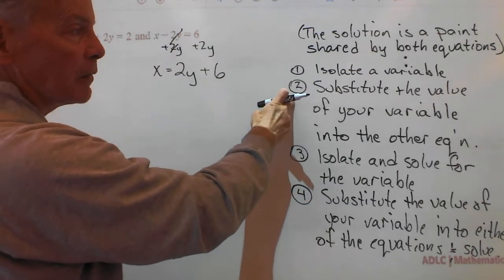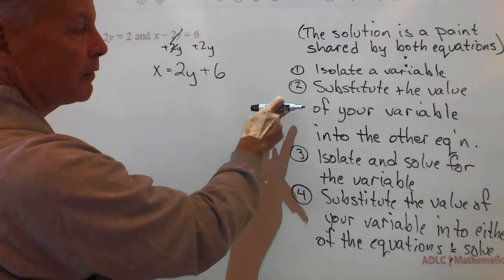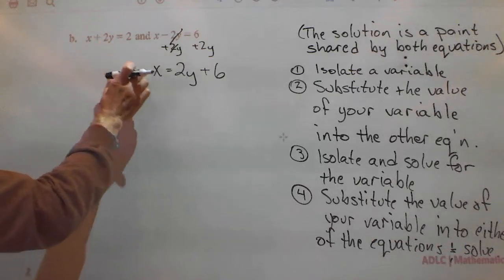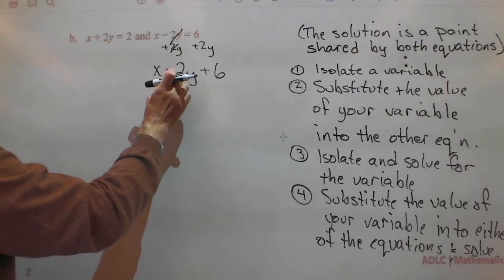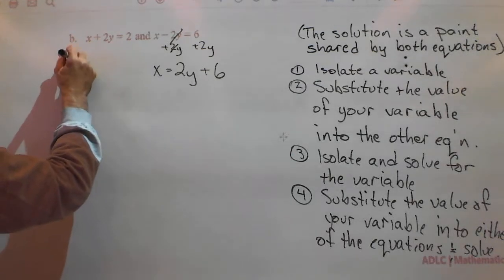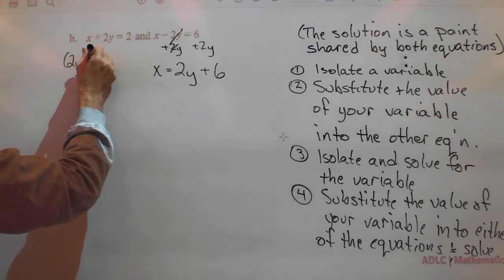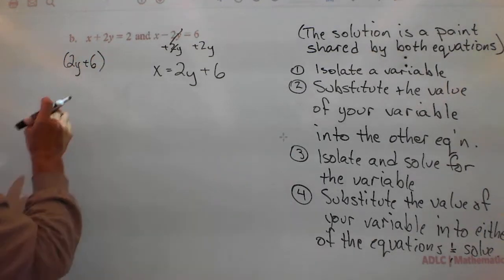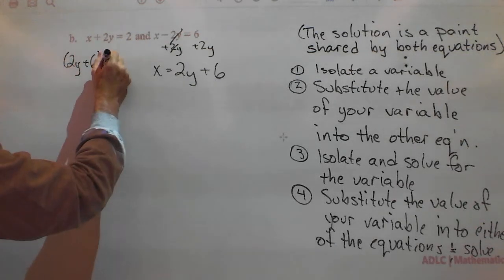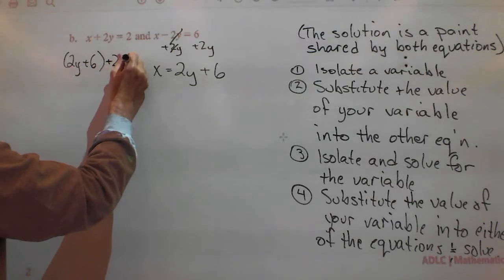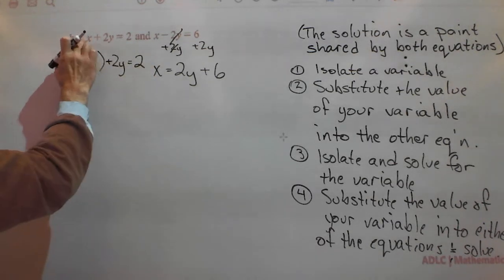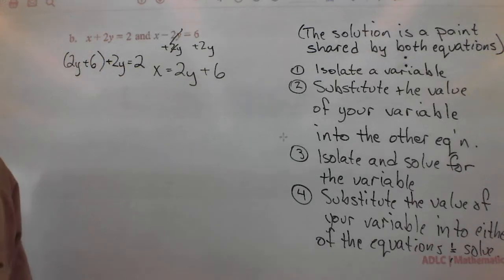Now let's do step 2, substitute the value of your variable into the other equation. Well, here's the other equation. We've said that x is the same as 2y plus 6, so wherever we see x, we're going to substitute 2y plus 6. So my equation becomes 2y plus 6 plus 2y equals 2. Again, notice I've just subbed in 2y plus 6 for my value x.